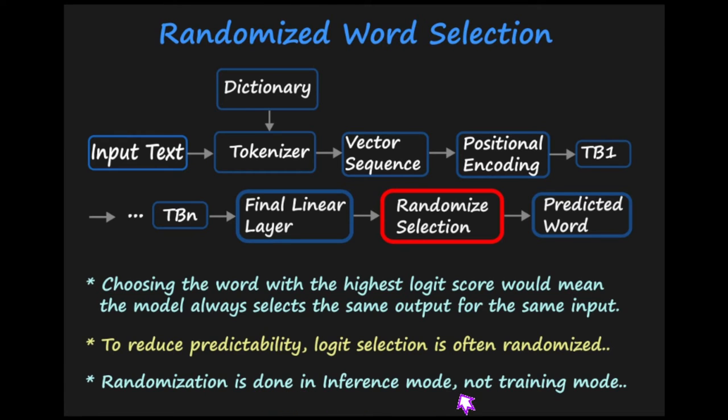Randomization is done in inference mode, not in training mode. It would not be useful in training at all. The output can be as random as desired, which can result in the decoder transformer producing some wild and sometimes very creative output, albeit also some very wrong output.